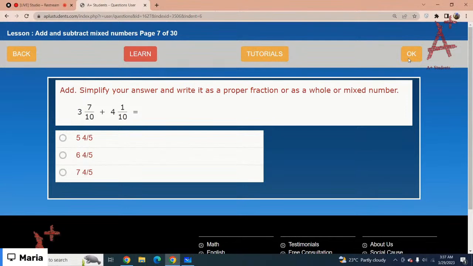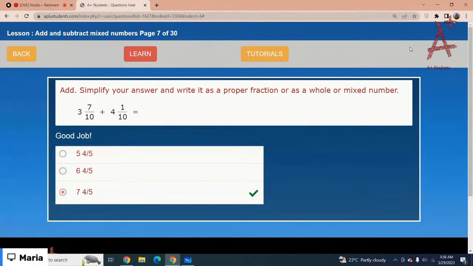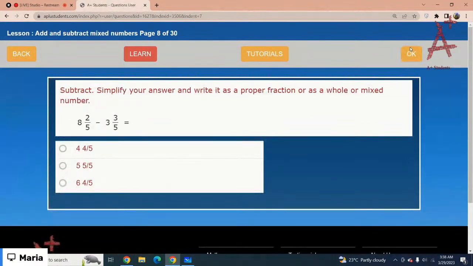Okay, which is the correct option? 13 whole 7 over 10 plus 4 whole 1 over 10. The correct option is 7 whole 4 over 5. Got it? 7 plus 1 is 8. So we can divide 8 over 10 by 2. It would be 7 whole 4 over 5.